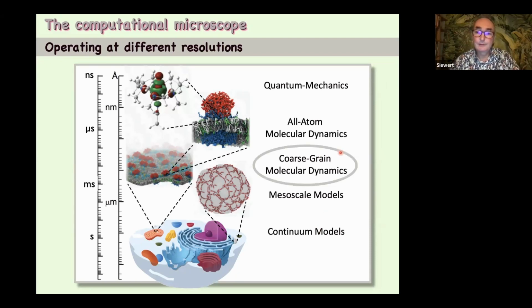But we are mostly interested in this intermediate regime where we can still follow the individual molecules diffusing around and interacting with each other. We do this at a coarse-grained level, where we simplify the description of our molecules a little bit so that we can go to system sizes that are up to micrometer length scales, and where we can study time scales that are up to the millisecond regime.